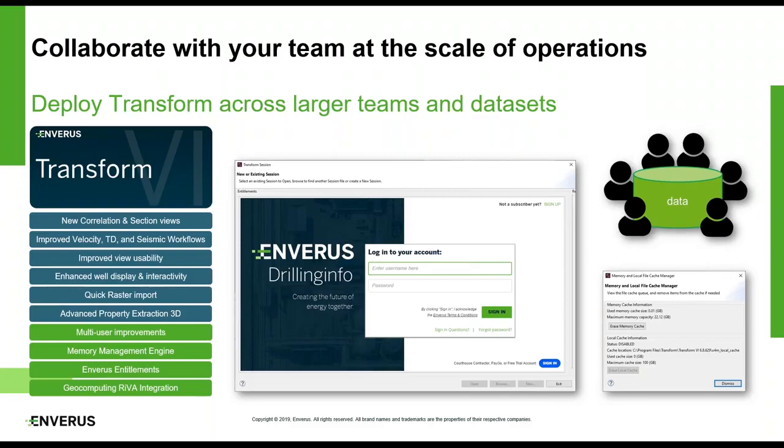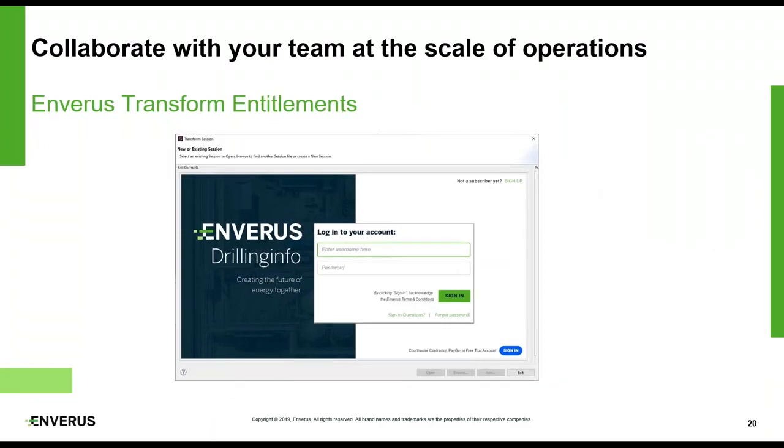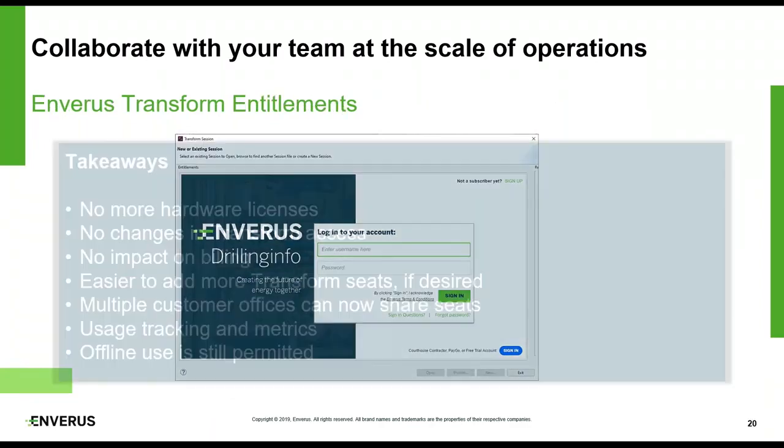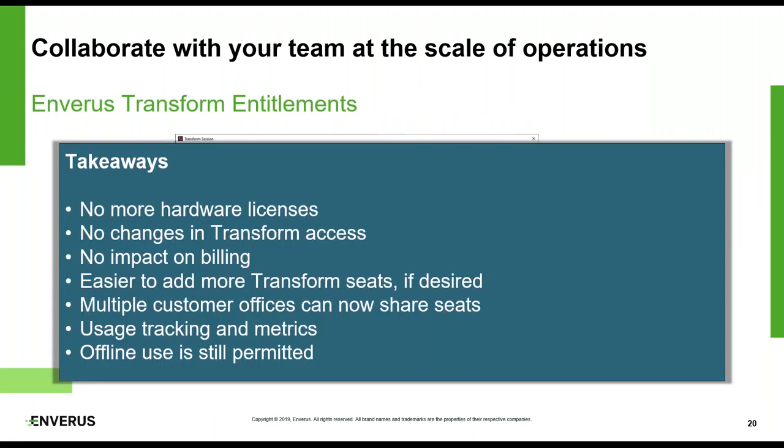We're also working on an entitlement system, well, we finished it now. We're going to be introducing an entitlement system, which I'll talk about here. This allows you to log in using your Enverus credentials. So you're a customer of Enverus. You've got a login to the gallery. What you're going to do is use that login to license Transform. The takeaway here and the real benefit of this is that hardware licenses are no longer a thing with Transform.